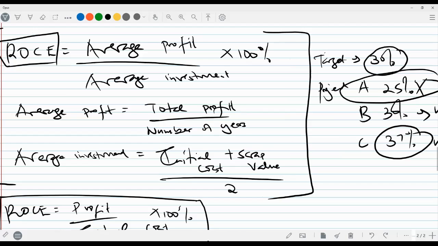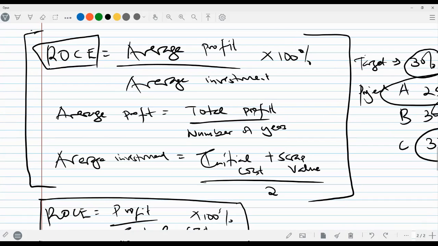Okay, great. So that's the return on capital employed. This is accounting profit, the normal way you get accounting profit. Therefore, it's the average accounting profit divided by the average investment. It's actually called the accounting rate of return, so don't confuse it with the economic profit.